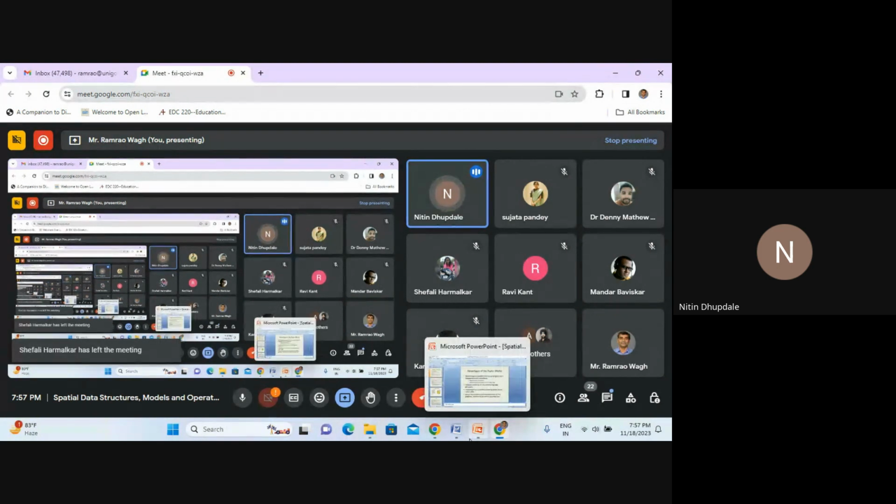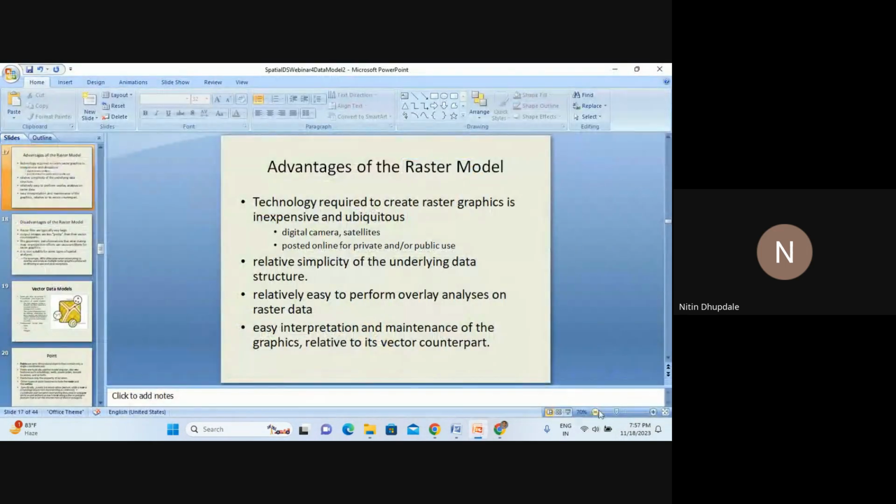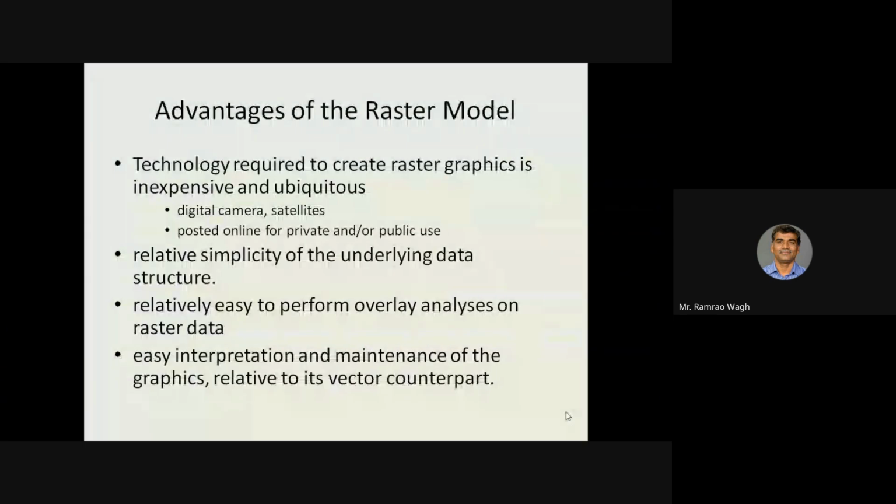How many more slides, sir? We are at 7:57 on my clock. So what I'll do is cover only the raster model and vector model, and then we won't go ahead. I think that time will be enough because we have almost finished the raster model as such, and we'll see some operations. Okay, sir. Thank you.